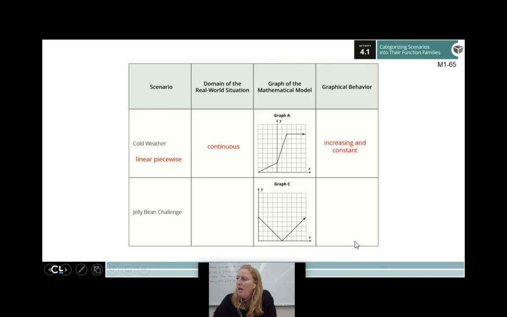And last but not least, the jelly bean challenge. This was the graph that we decided went with it. It's got that V shape. Do you see that? That's a V shape. That's a linear absolute value function. It is continuous and it's decreasing then increasing. So I did have to put both of those down, decreasing and increasing. There you go.